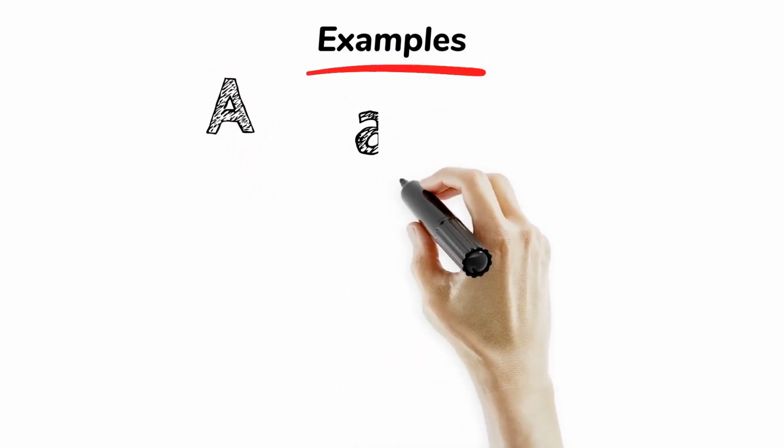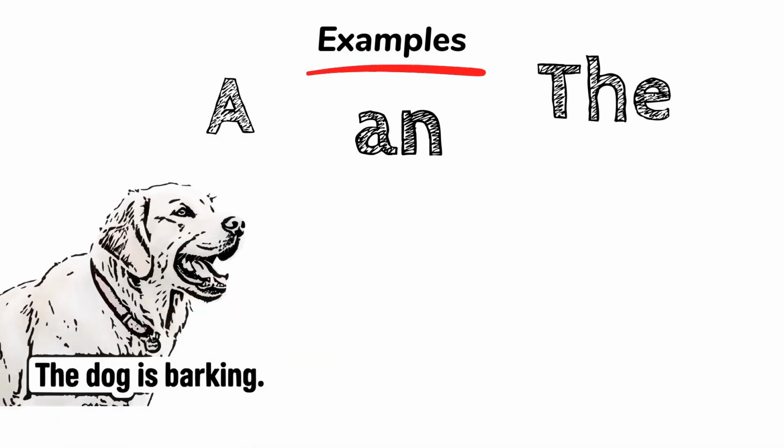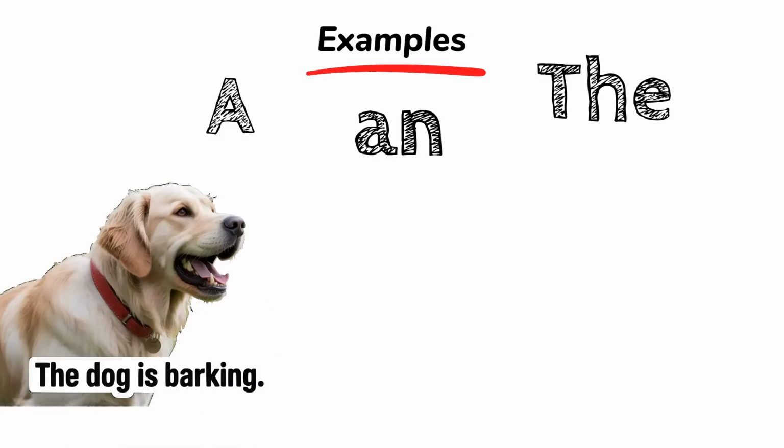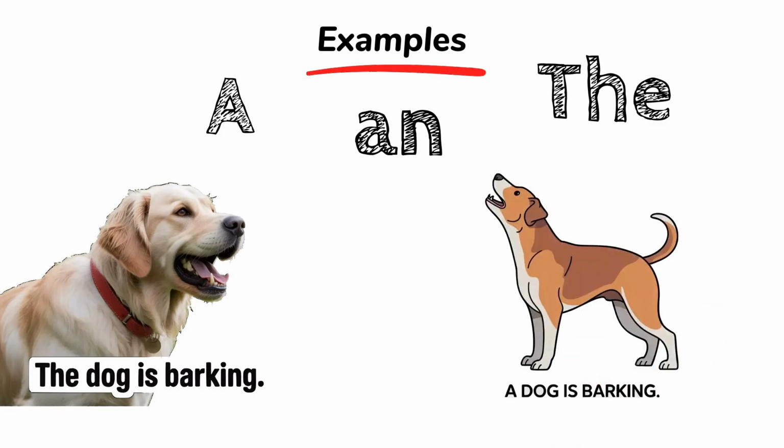First, articles a, an, and the. For example, the dog is barking. Here, the tells us we're talking about a specific dog. A dog would mean any dog, not a particular one.